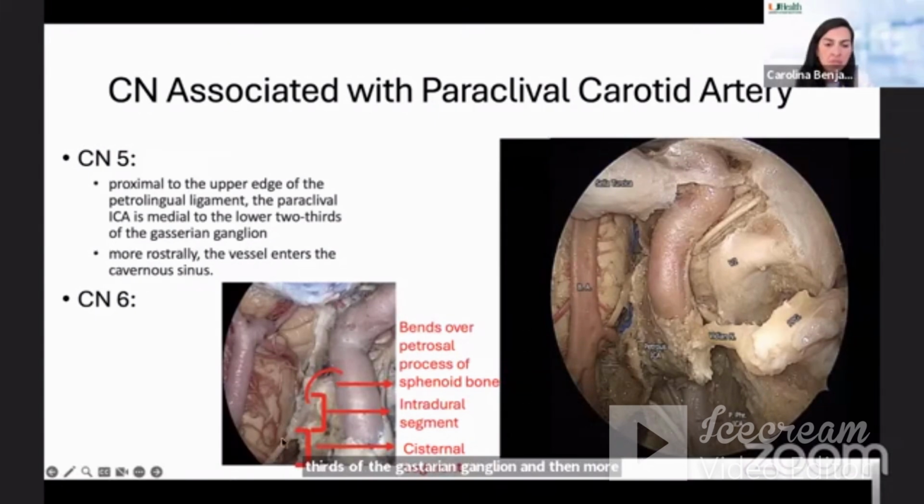Importantly, for cranial nerve 6, there are different segments that you can see through the endonasal approach. There's this sternal segment, then there's this intradural segment, and then it bends over the petrosal process of the sphenoid bone to go almost horizontal behind the ICA, and then goes up towards Dorello's canal and then into the cavernous sinus. So those are the two cranial nerves associated with this region of the paraclival carotid artery, and you can see it here making this bend over the petrosal process of the sphenoid bone. That can actually help in identifying the nerve, where there is a bony landmark that allows you a little bit of safety in protecting the 6th nerve.